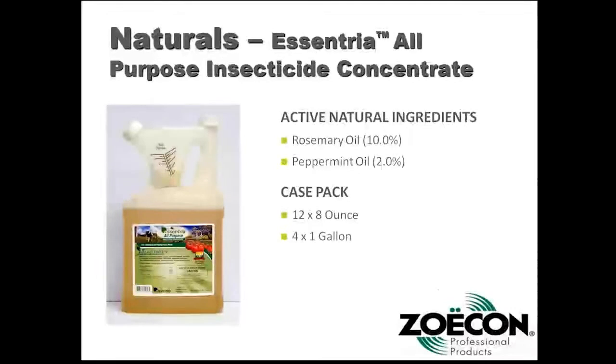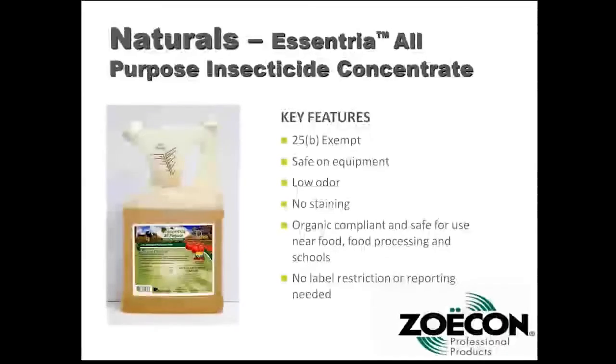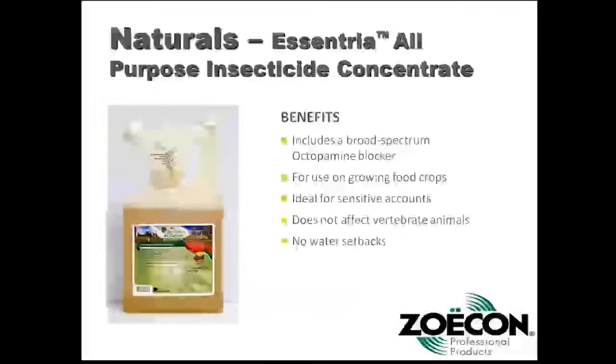It does have a little alcohol in the formulation that helps it penetrate and get on the insect and get some knockdown. So IC3 and All-Purpose, both good choices, and two different products with two good sets of attributes. 25B exempt, low odor. Without the geraniol, you're going to get a lower odor. Safe for use on plants, food processing, and all kinds of areas on the label there.